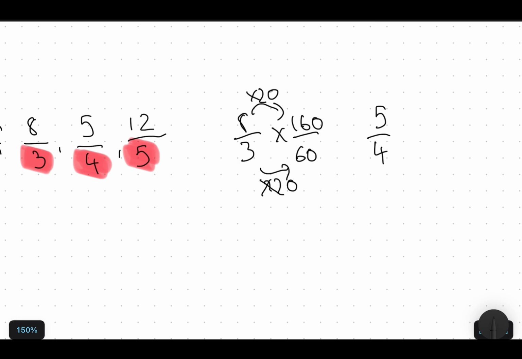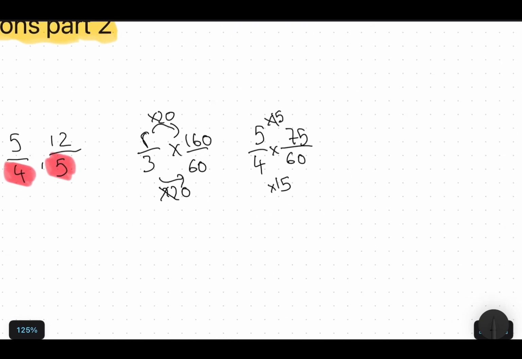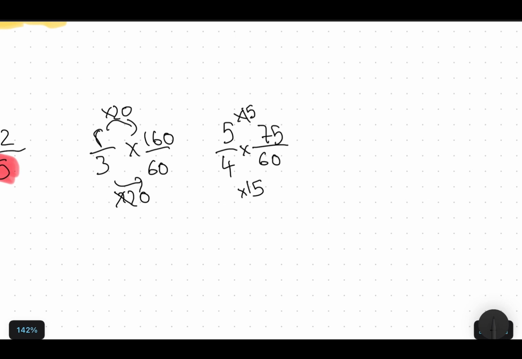Next let's do 5 over 4. What times 4 goes into 60? Well, that's 15. And what's 5 times 15? That's 75. So that's 5 over 4 with a denominator of 60.